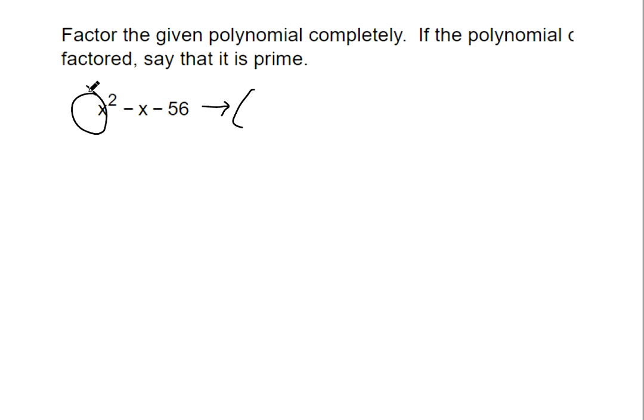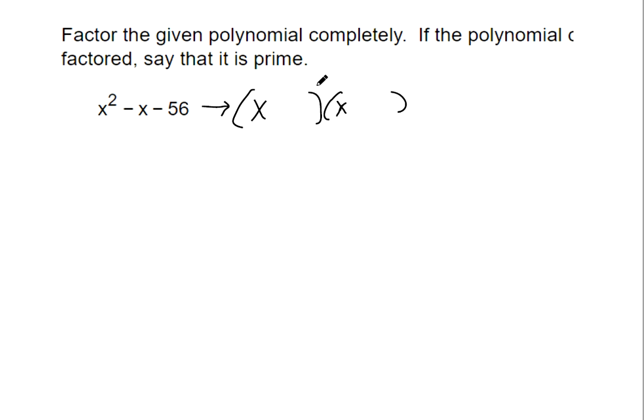But since there's no number, it's just a 1 in front of x squared, we can jump right to two parentheses that start out with an x. That way, if you use FOIL or if you multiply them, x times x would make x squared, just like it's supposed to. And now the trick is to find two numbers that go here.